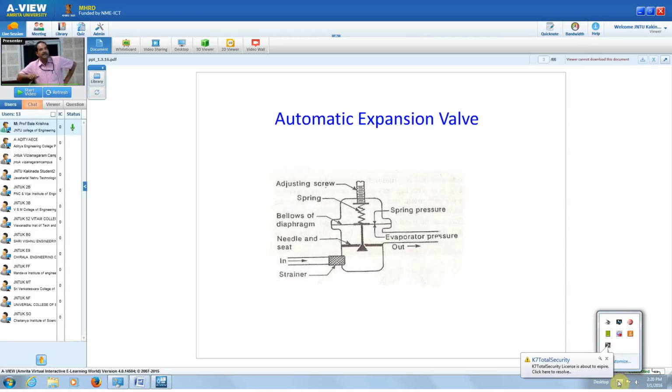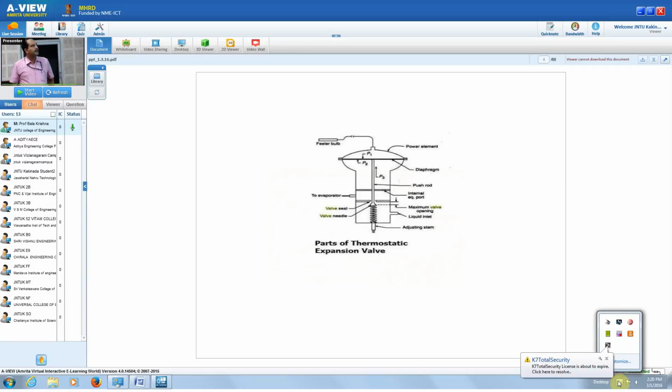When the load increases, it will automatically be pushed down, so the area is increased, and then the refrigerant goes to the evaporator. Right? If the load is decreased, automatically the spring will push up, the valve will be lifted up, then the area will be decreased, so that the flow is decreased. Next. It is also the same. These also have the same function. Next slide.